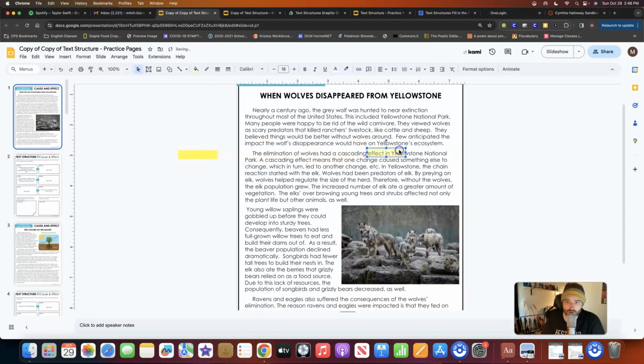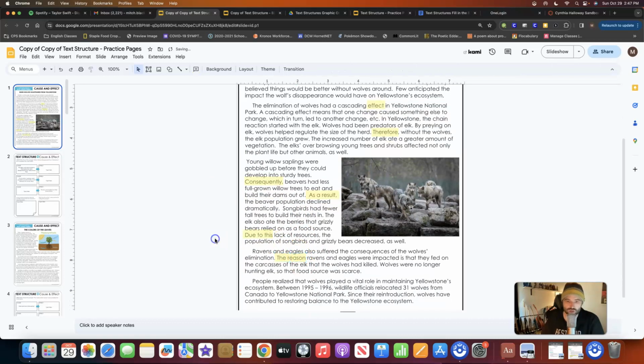There's our first one right there, effect in Yellowstone. So the elimination had a cascading effect, and then it explains to you what cascading is. And then therefore, without the wolves, this population began to grow. That's really our first big impactful effect. Consequently, beavers had less full-grown willow trees to eat. As a result, the beaver population declined dramatically due to this lack of resources. And then finally, the reason. Okay, so those are kind of our main ones there that we want to highlight.